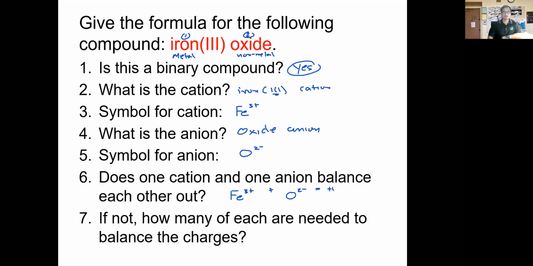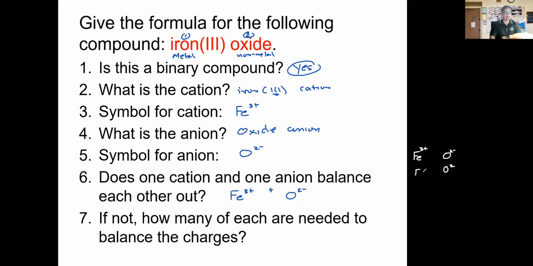So if that doesn't work, let's consider what's going to happen here. How do we get it to balance out so that we have a net charge of 0? I'm going to do this to the side here really quickly. Right now, iron has a greater charge. So if we had 2 oxides, we have 4- and a 3+. That's still not equal.